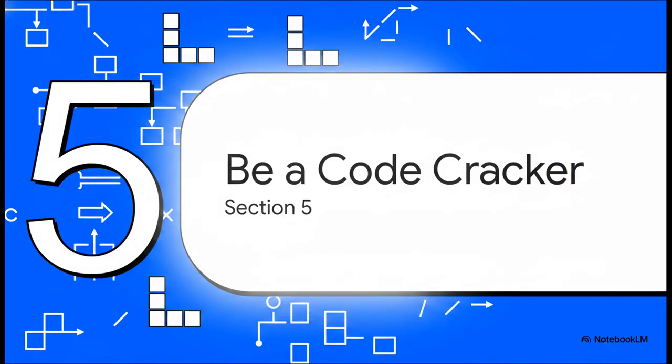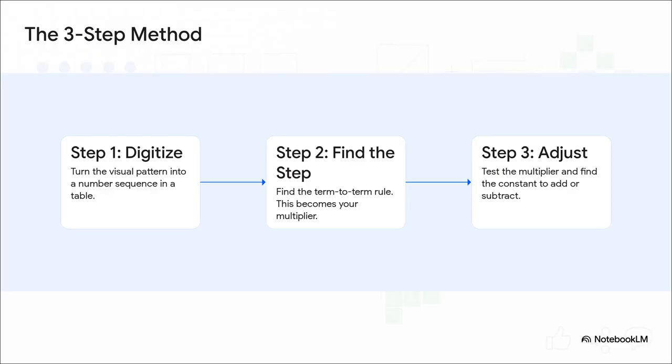So why does all of this matter? What's the main idea you should take away from this that you can use on other problems? It really all boils down to this simple 3-step method. First, you turn the pictures into numbers in a table. Second, find that step-by-step increase, because that becomes your multiplier. And third, you test that multiplier and figure out the constant, the little number you need to add or subtract to make the formula perfect.